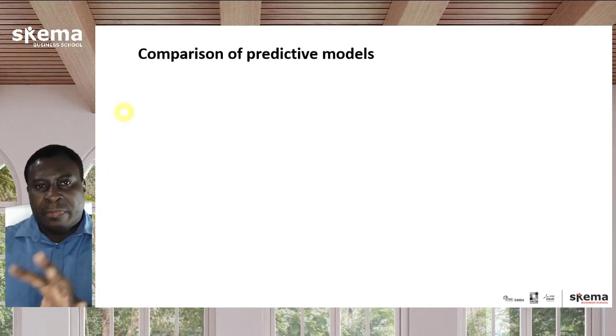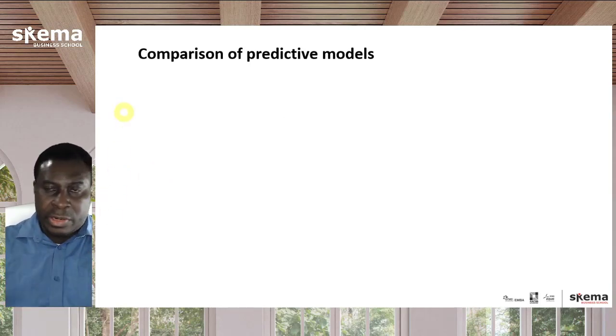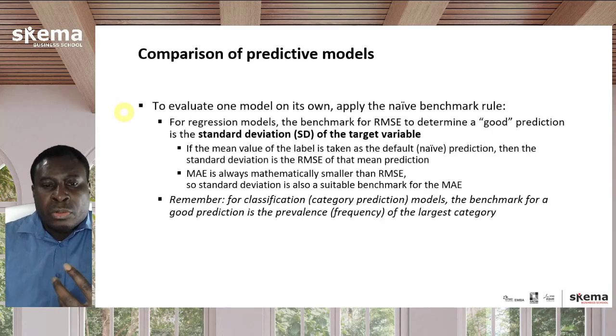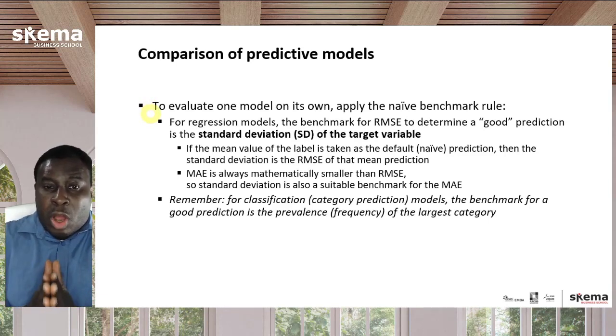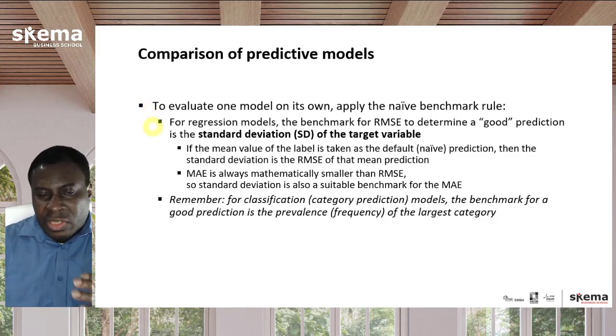Now, when you have multiple models, like a linear regression model with some settings, a linear regression model with some other settings, maybe a regression tree and a neural network, and you're trying to compare them, how do you compare which is the better model? In general, first, to look at each model on its own to see if the model alone is good, you need some sort of benchmark.